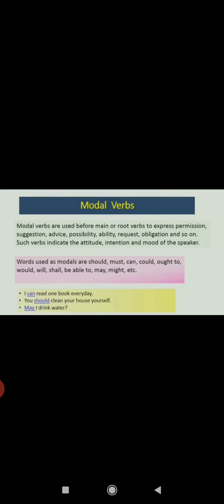So, students, here are some examples. I can read one book every day. You should clean your house yourself. May I drink water? So, students, all these are verbs and types of verbs and their examples.